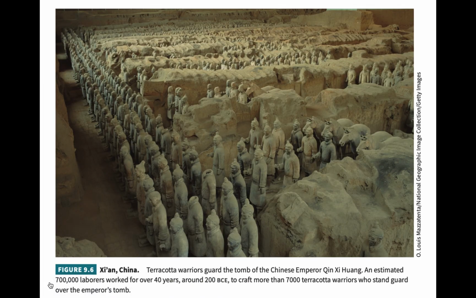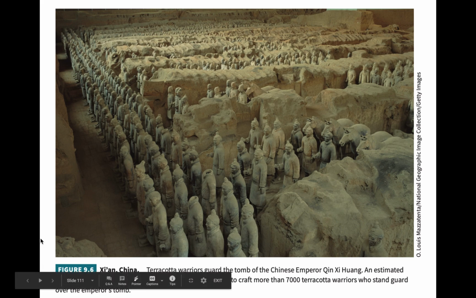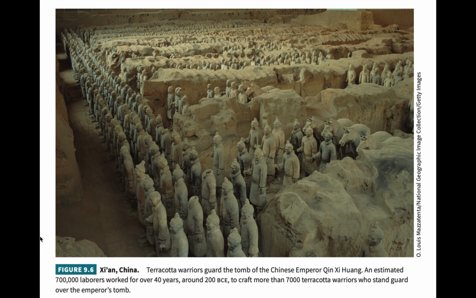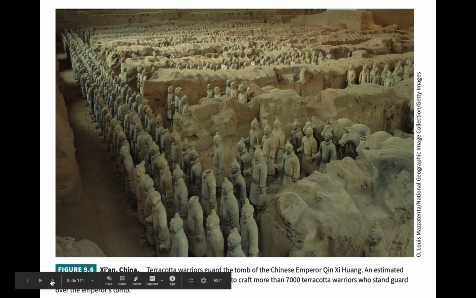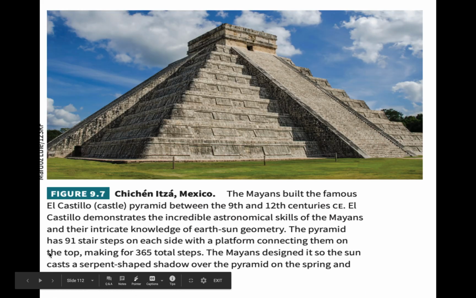All right, here's a look at Xi'an, China, where the terracotta warriors guard the emperor. Estimated there are 700,000 laborers in 200 before Common Era. So we can see the central city, or the city-state in Xi'an, a large urban settlement.